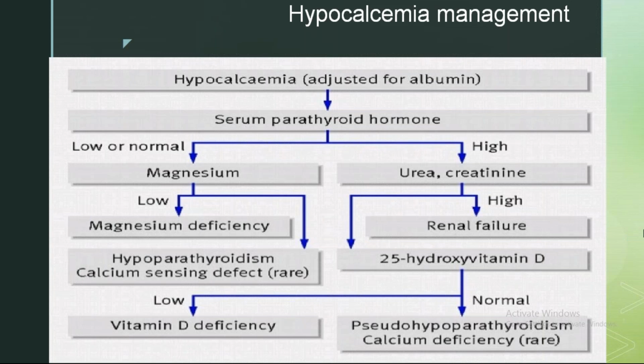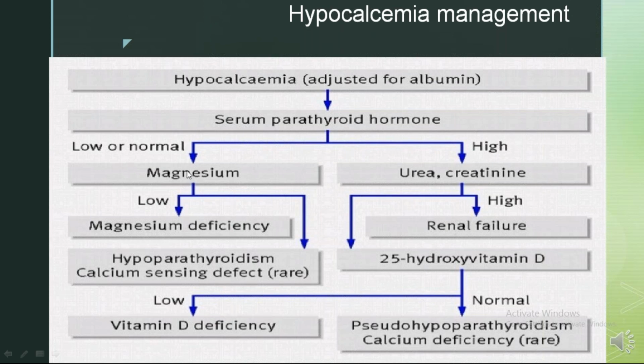So the treatment of hypocalcemia includes, first, we need to assess albumin levels also. We need to confirm that it is not a pseudo hypocalcemia. So in the flowchart, the first line itself is hypocalcemia, with the level adjusted for albumin. That leads to estimation of serum PTH. If it is low or normal, you need to check magnesium levels. If serum parathyroid hormone is high, then you need to check urea and creatinine.